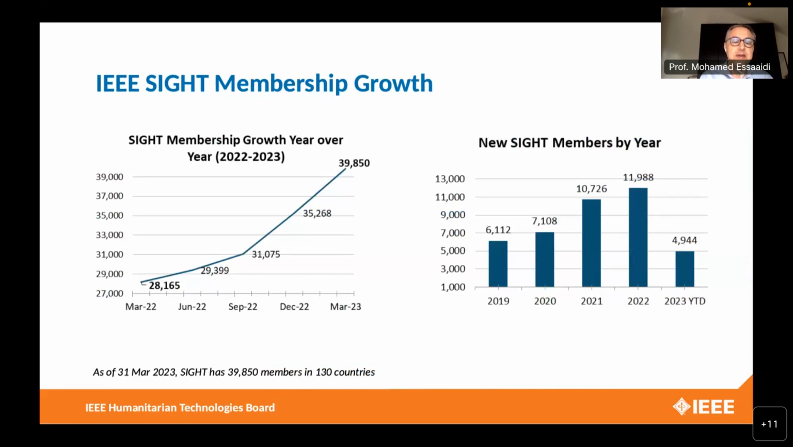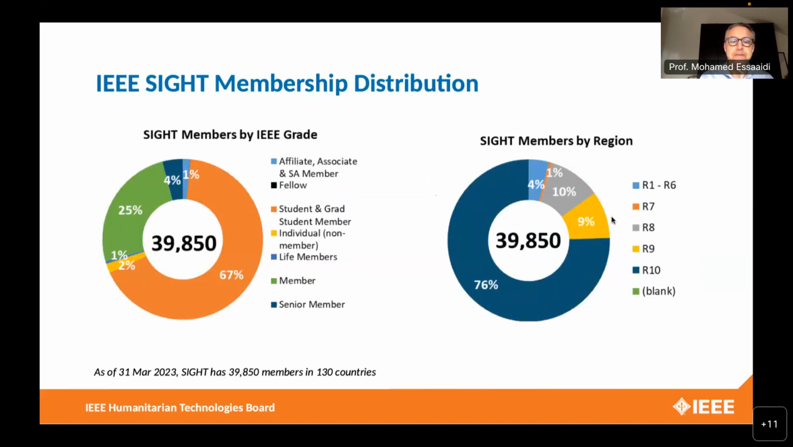So we have increased the membership by something like more than 10,000 members. You have also the new site members by years between 2019 and this year. So you see also a very interesting trend, reflecting an increase of membership and also the impact we're having globally.